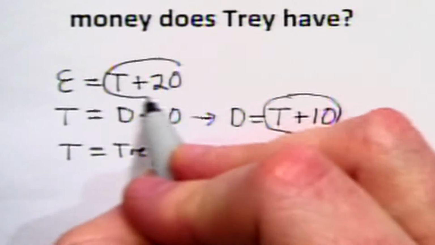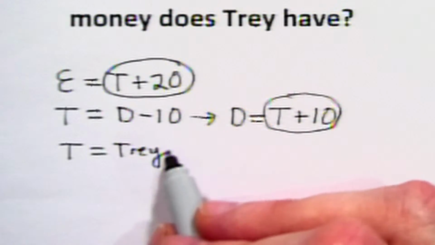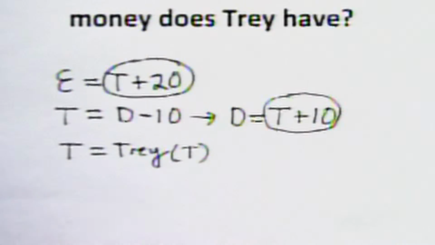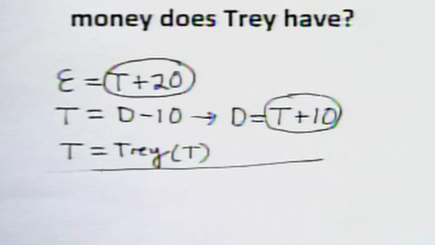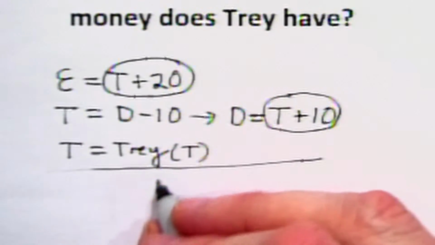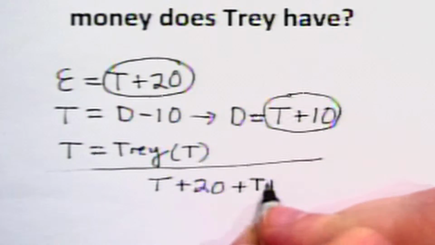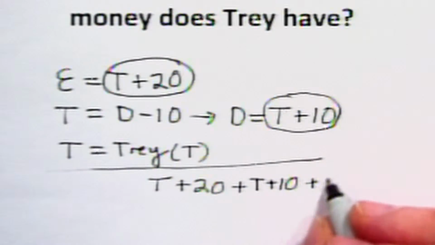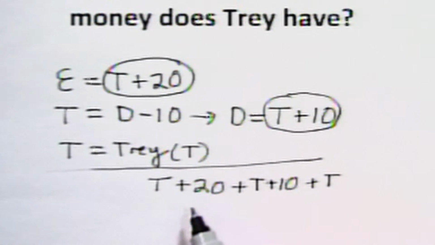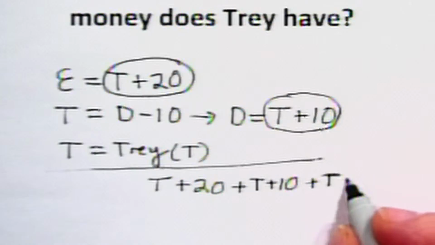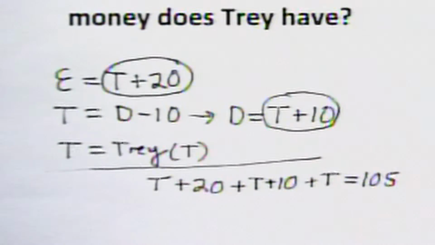Eric is T plus 20. And Trey is just simply going to be good old T. You know what happens? These three guys all add up to 105. So let's see what happens. Let's put them together, a quick equation here. T plus 20, T plus 10, and T. In other words, there is Eric, there is Derek, and there is Trey. And they're going to add up to $105 together.